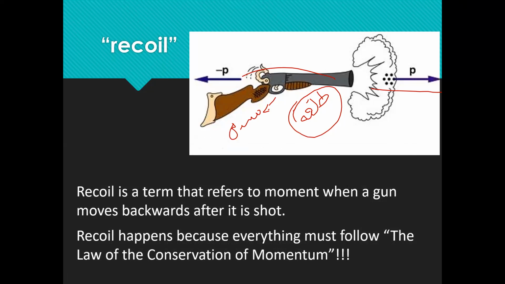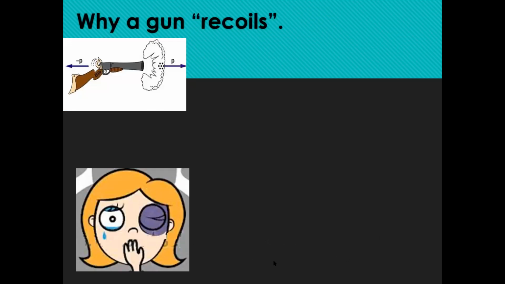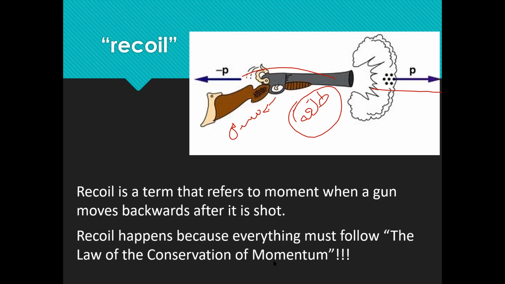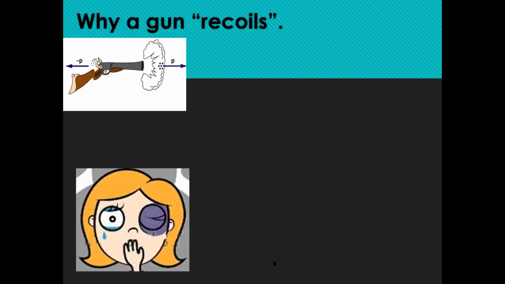So here, recoil is a term that refers to a moment when a gun moves backward after a shot. Recoil happens because everything must follow the law of conservation of momentum. So after you shoot, when the shot has gone forward, the recoil, as we call it, goes backwards with a certain momentum to cancel the momentum of the shot. That's to conserve momentum.